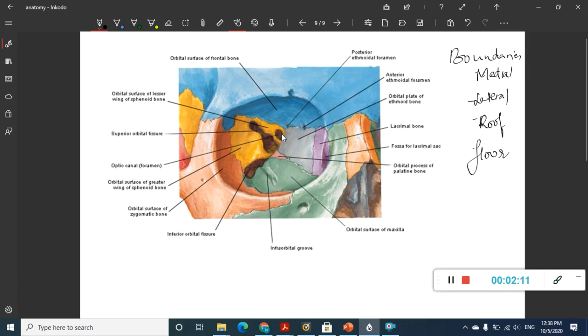So if you see, how are you going to divide it? This is the optic canal, right? This is the superior orbital fissure. This is the optic canal. This is the superior orbital fissure. This is the inferior orbital fissure. So this is the apex.